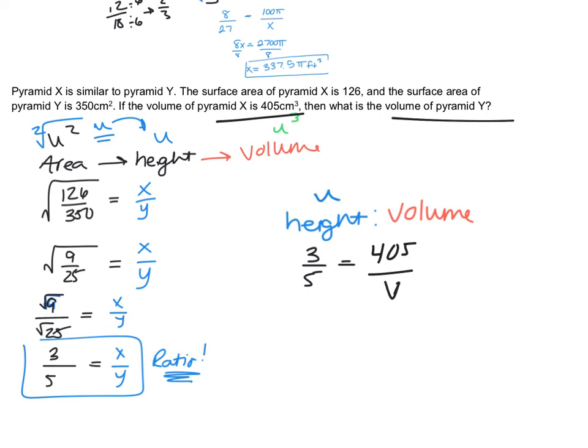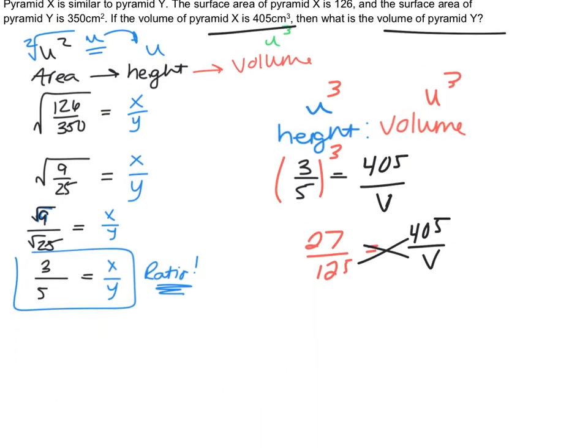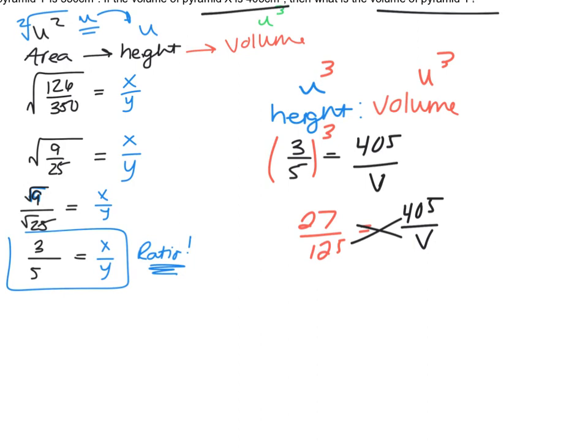I'm doing units to units cubed. So what I'm going to do is I'm actually going to cube my 3 over 5 to make this now units cubed. 3 cubed is 27. 5 cubed is 125. And that's equal to 405 over v. We now cross multiply and we solve. I get 27v equals 50,625.